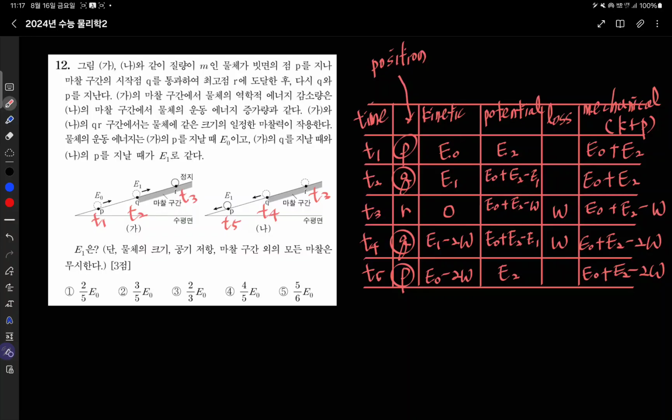And then these two have the same amount of kinetic energy, so we can make the equation. E1 is E0 minus 2W.